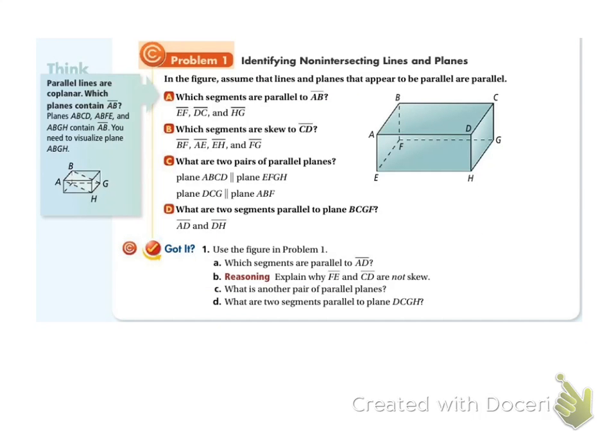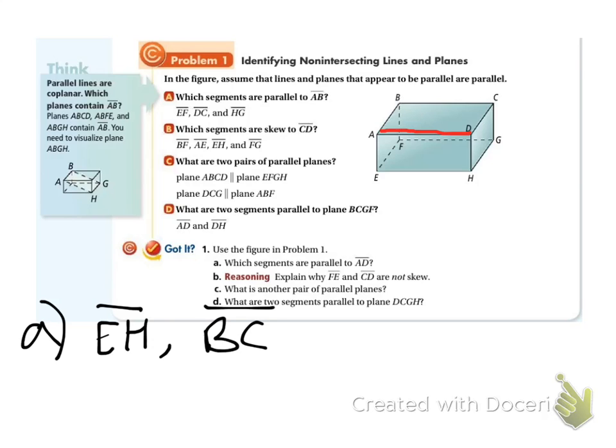Okay, problem number 1. Let's just work on the got it problem. Which segments are parallel to AD? So AD is right there. So here, we'll mark it in a color. How about AD is in red. Okay, so EH is parallel and BC is parallel.